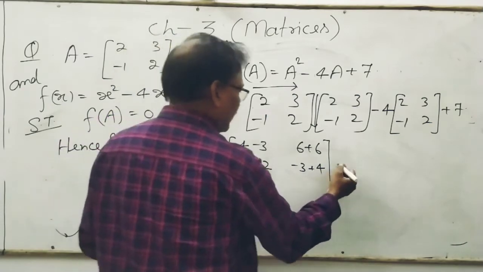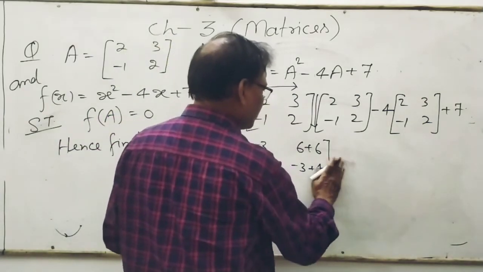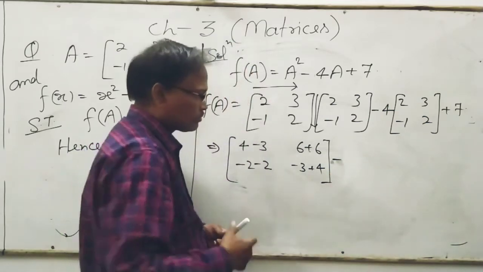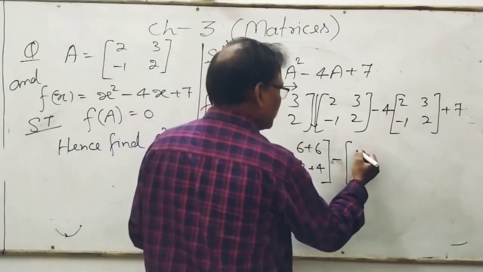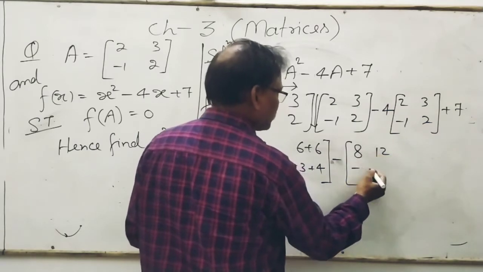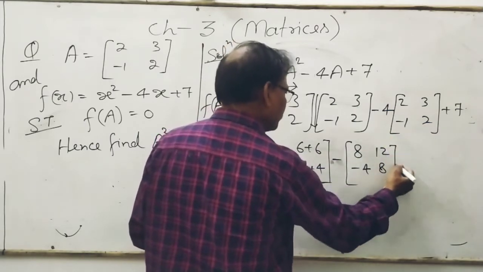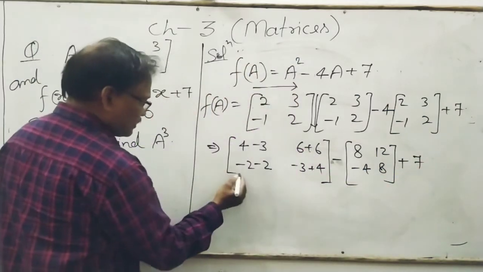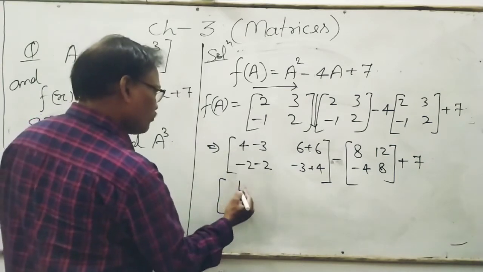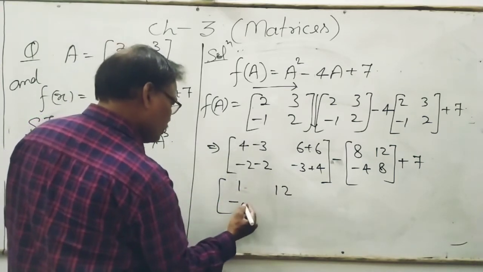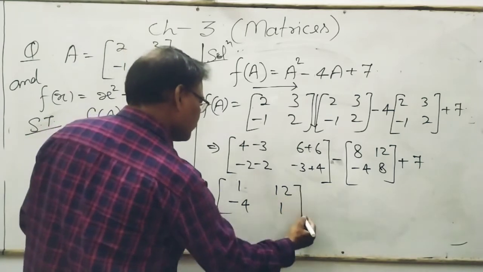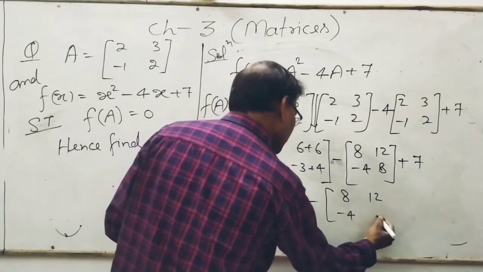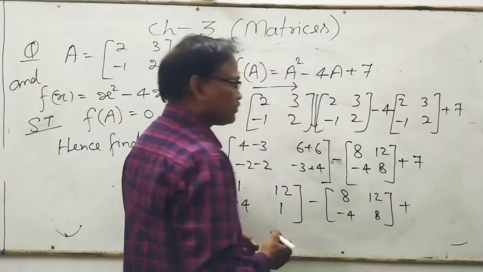Okay. And this minus 4 you can multiply: 8, 12, minus 4, and 8, plus 7. Clear? Now simplify this one. 1, 12 minus 4, and 1 minus 8, 12 minus 4, 8, and plus 7.